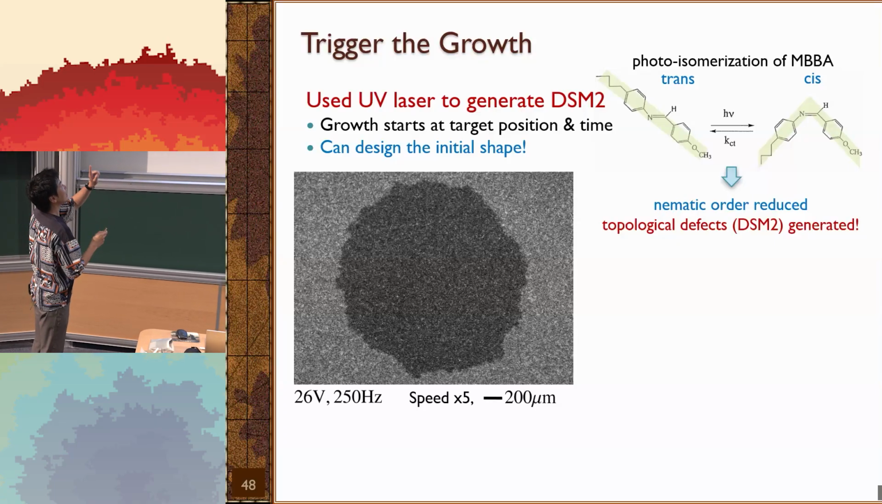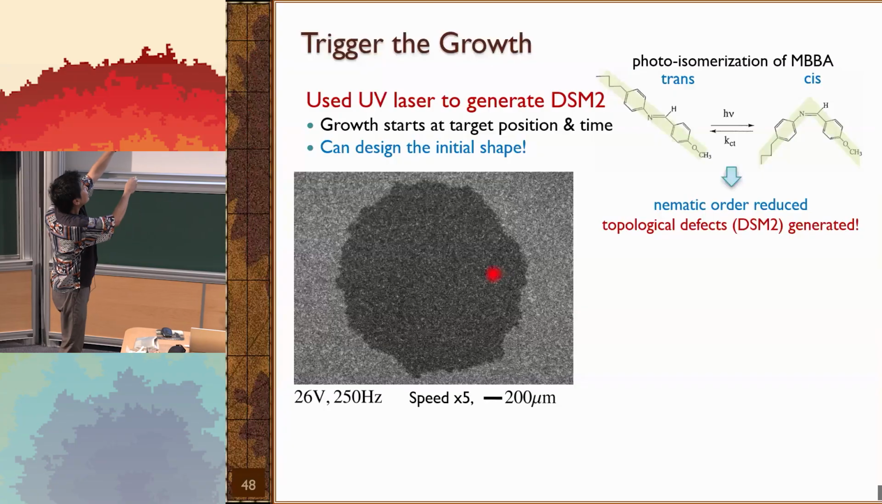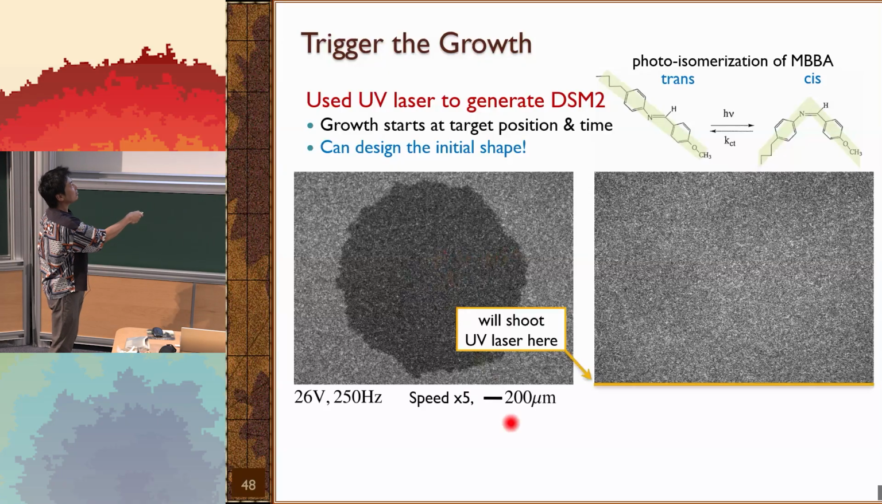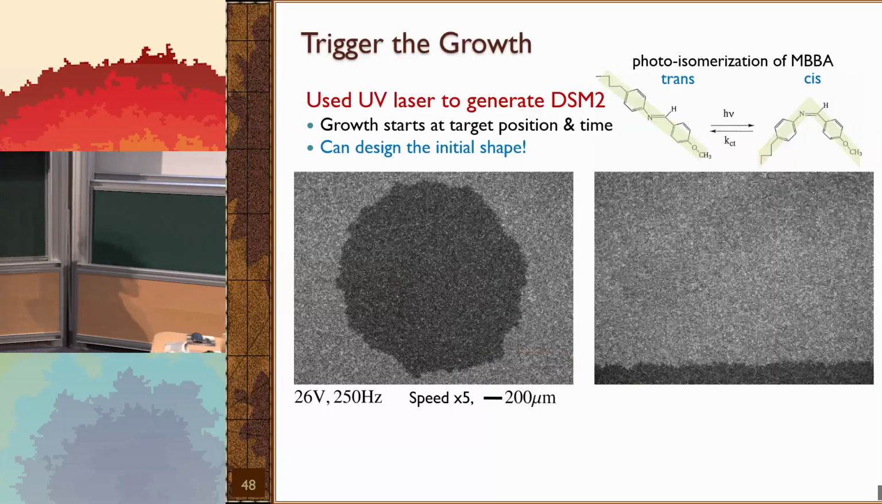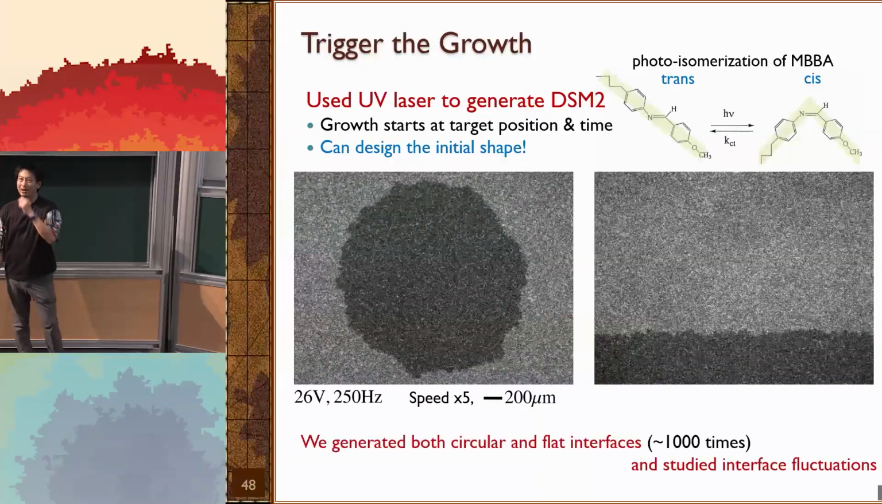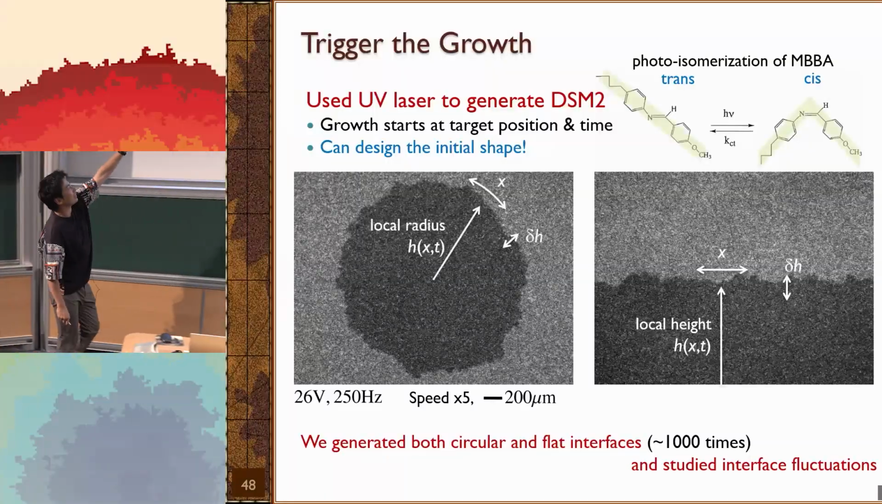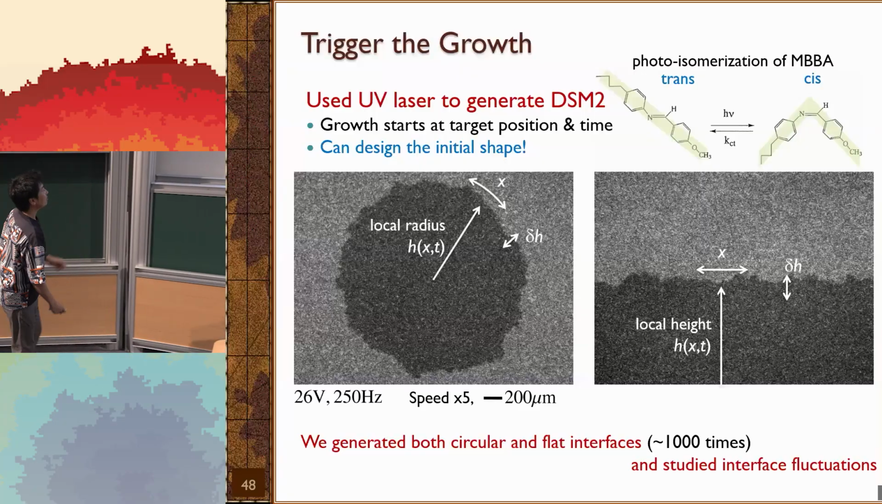And another advantage of using light is that we can change the initial condition. Here, I sent a laser pulse at the center of the field. But I can also shoot it along a line here. Then it makes a flat interface. So by using the same experimental system, we can compare circular and flat interfaces.